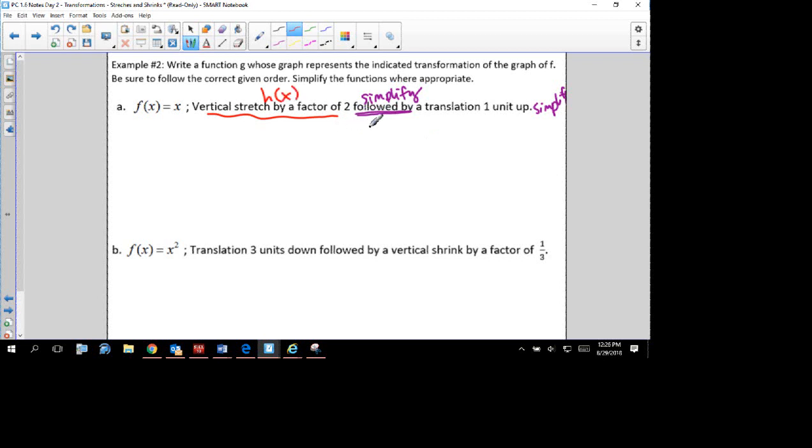So h of x, the halfway point, is just going to be a vertical stretch by a factor of 2 of f of x. So I ask you, where does a vertical stretch go according to the function? Outside. So I will write my vertical stretch factor of 2, and then I'm going to multiply that by the f of x function. You see I didn't actually put the function in yet. I'm saying function notation: I'm taking 2 multiplied by f of x.